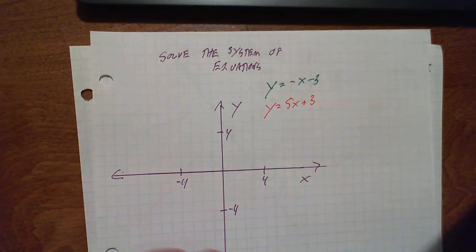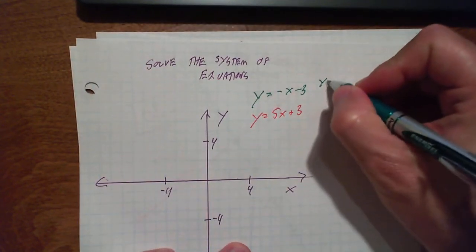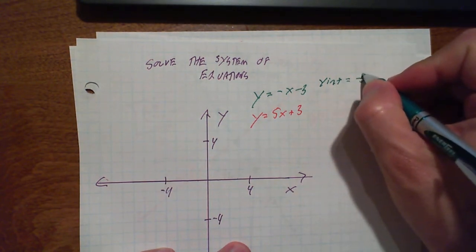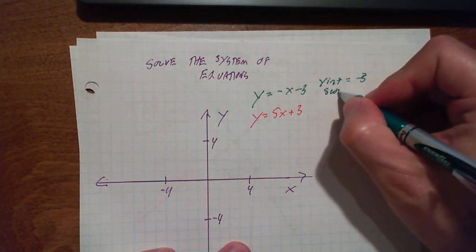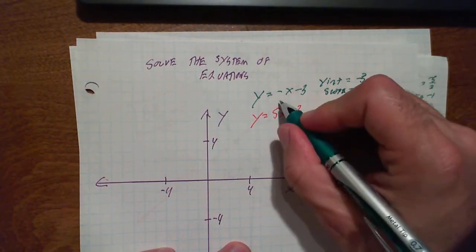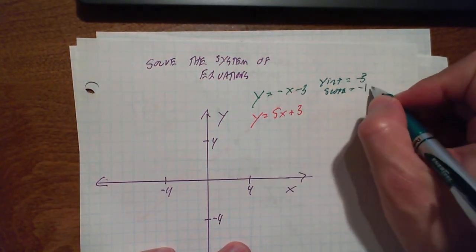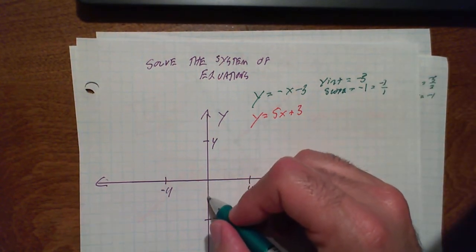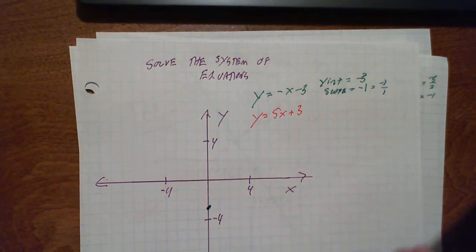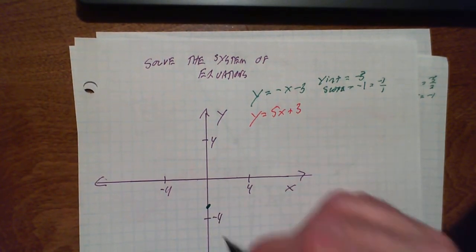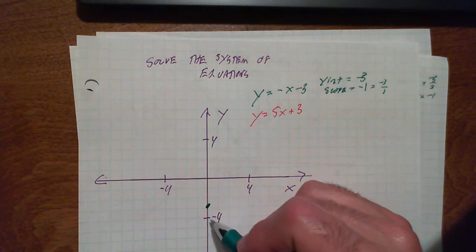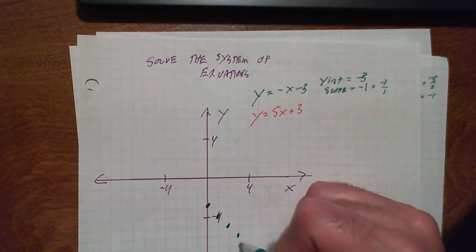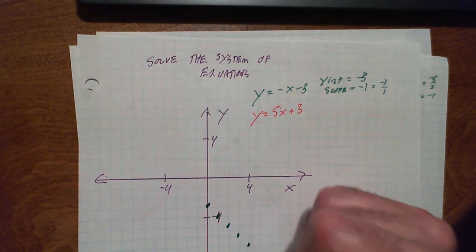Okay, here we go. Let's do green first. What's the y-intercept? Say it out loud with me. Y-intercept, negative 3. What's the slope? Negative 1 or negative 1 over 1. So I got negative 3, 1, 2, 3. Now negative 1 over 1 means I'm going down 1. This way is down. Down 1 over 1, down 1 over 1, down 1 over 1.